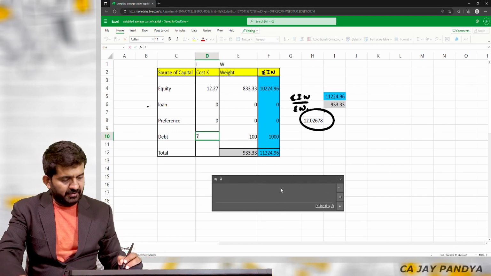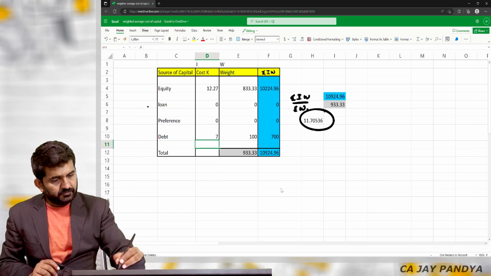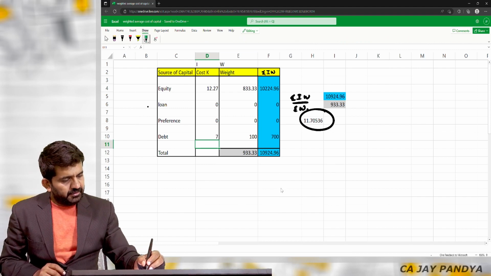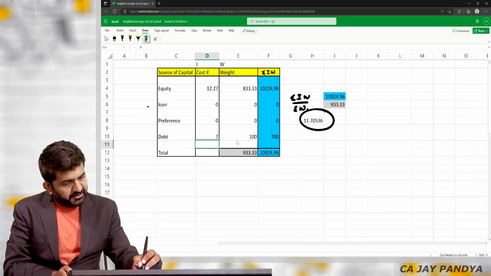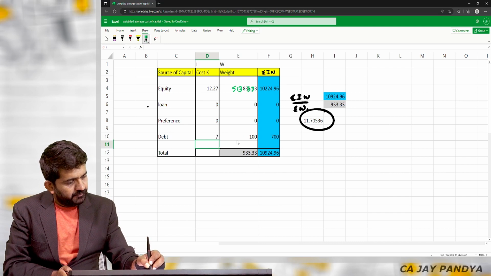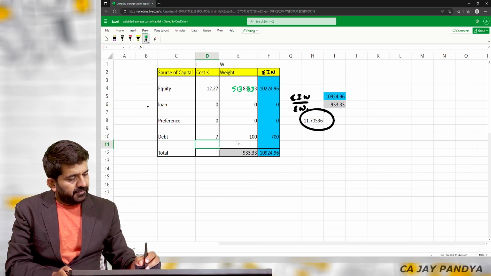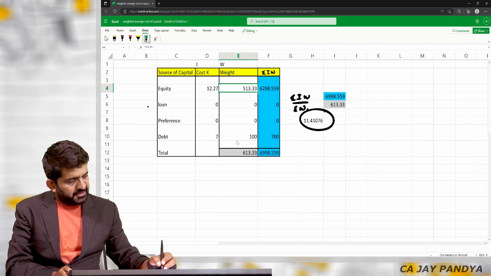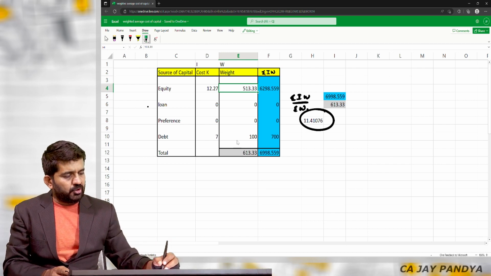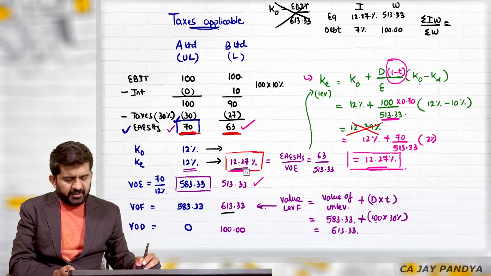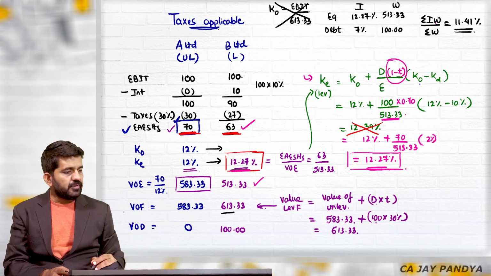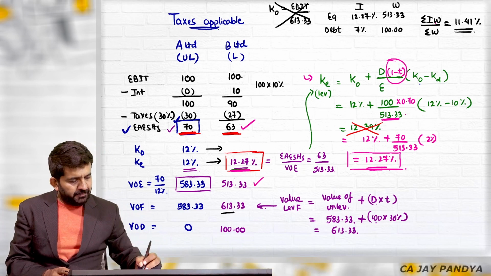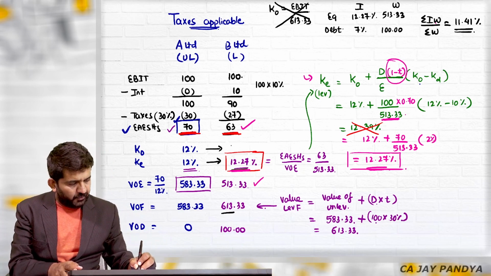Debt is 7. Equity is 513.33, and debt is 100. What will be KO, or the overall cost of capital? It is 11.41%. So this will be KO. Here I am writing it down: KO 11.41%.